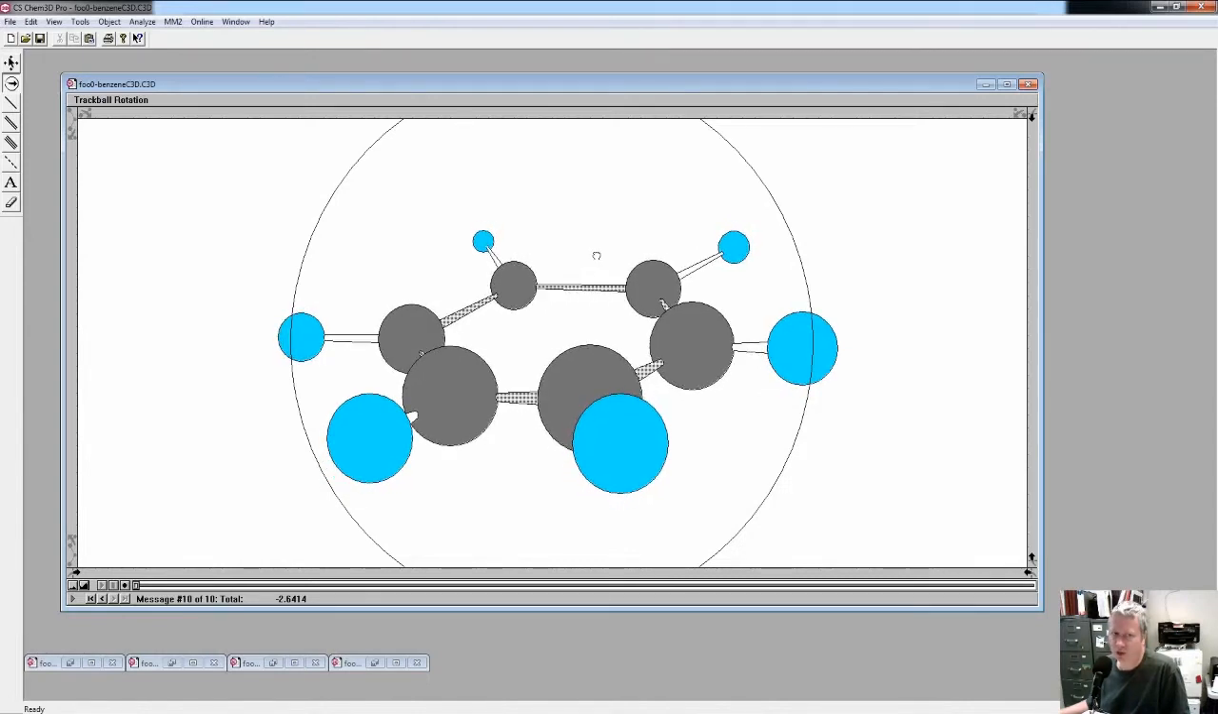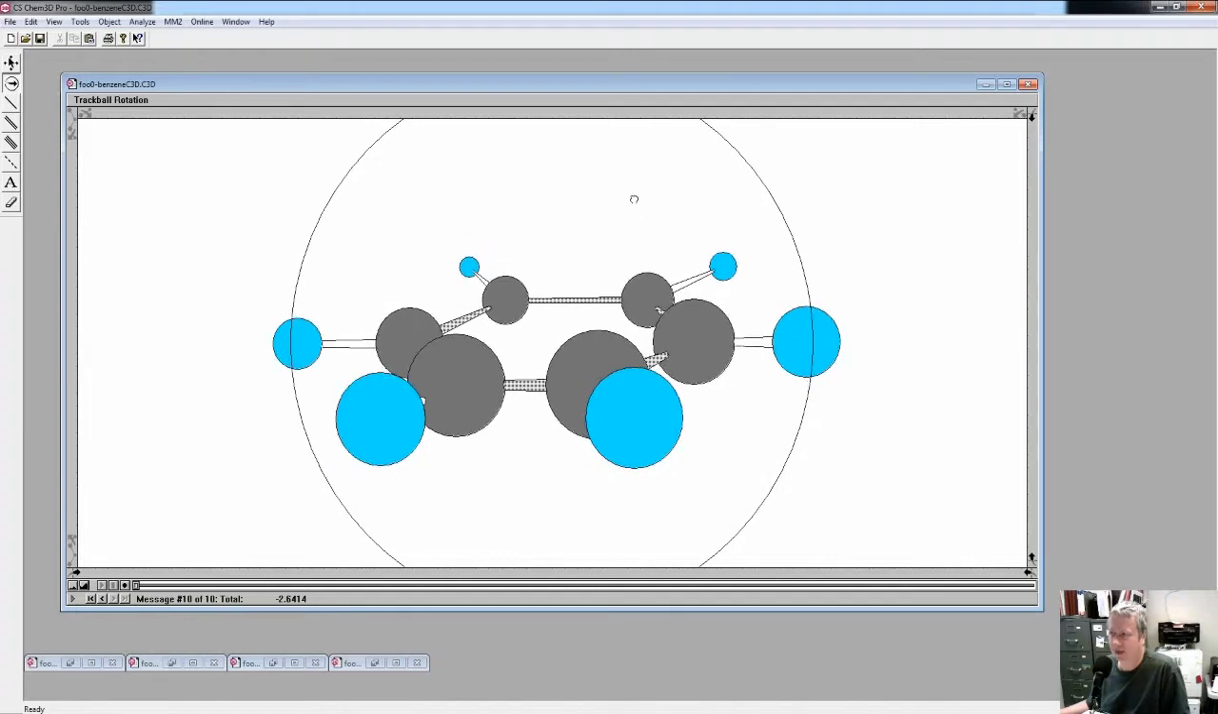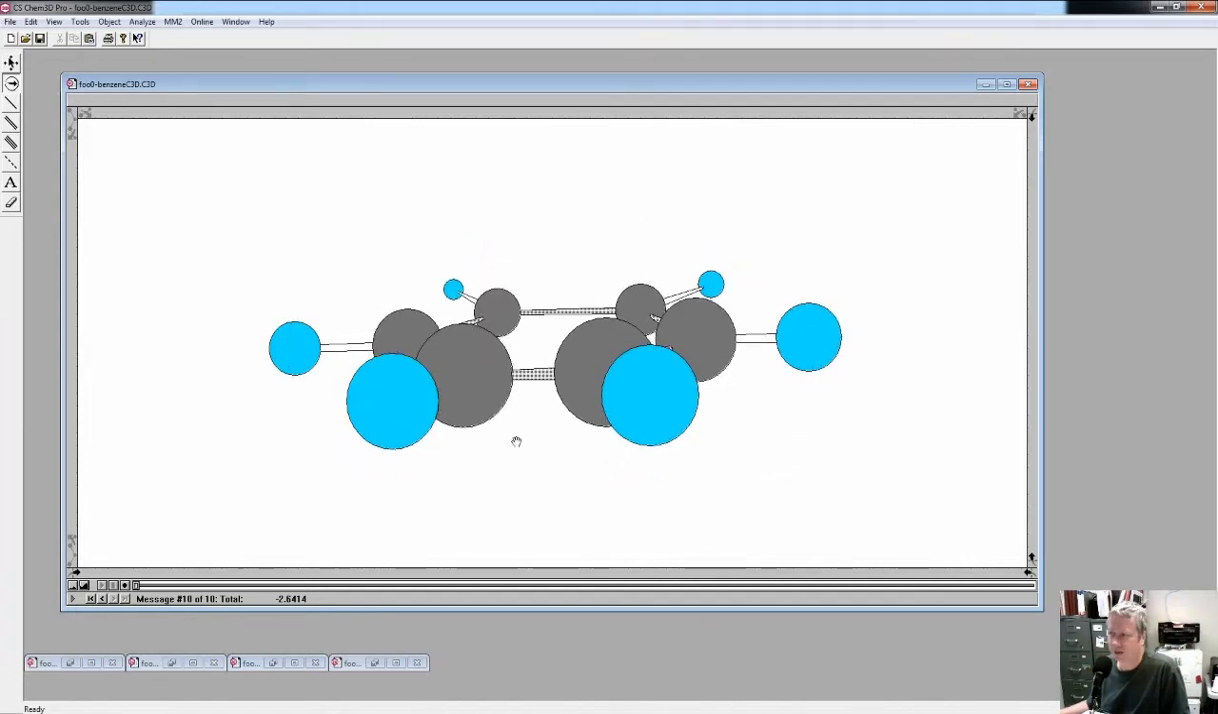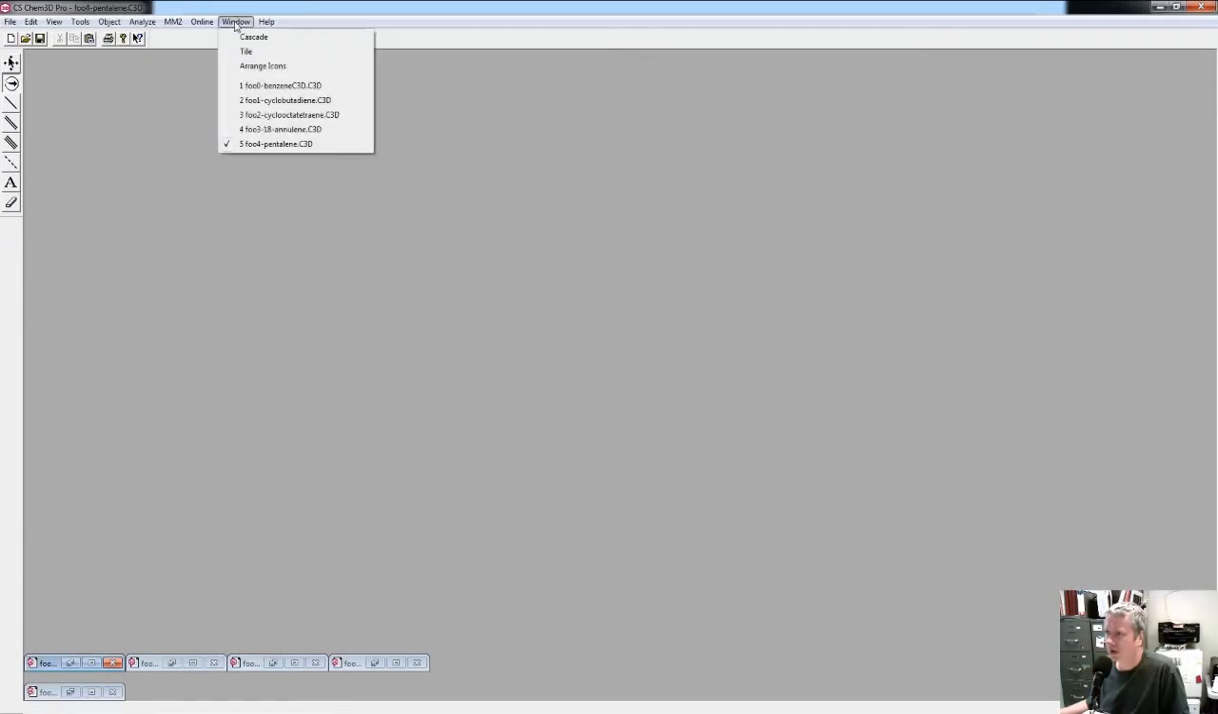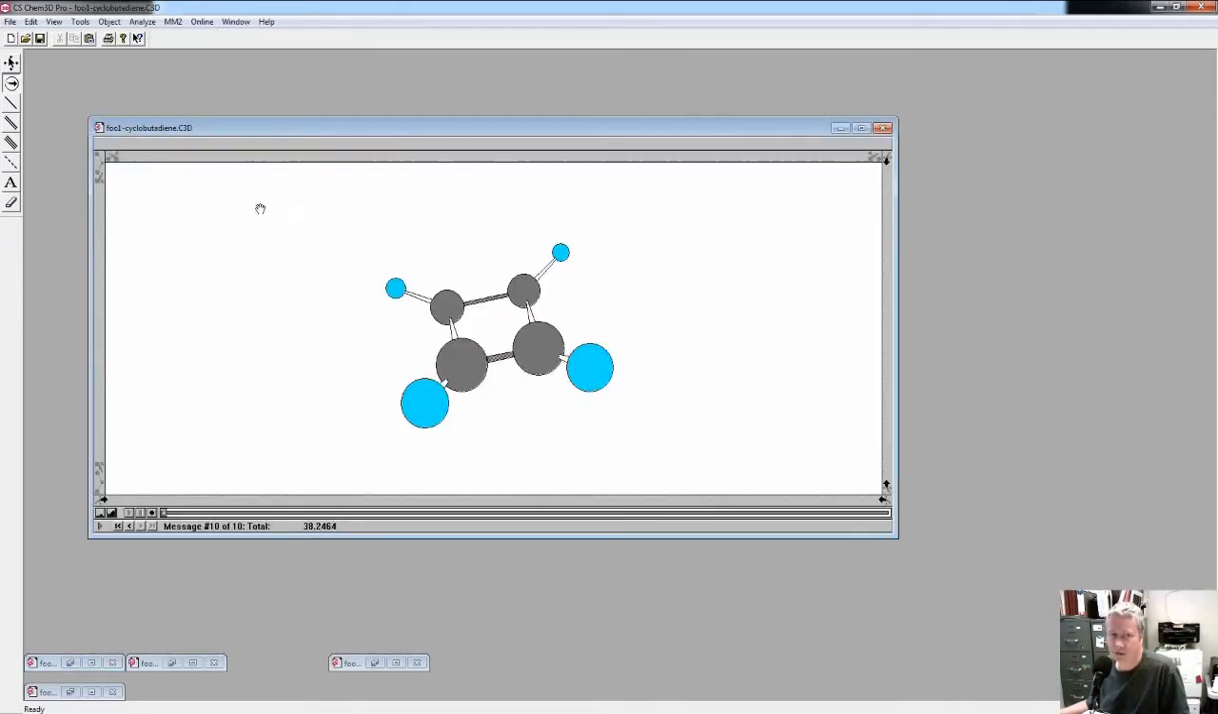Is it planar or is it bent? Yeah, it looks kind of planar, right? So we know benzene's aromatic. What I want to show you is a couple of the other weird molecules that we mentioned earlier, like cyclobutadiene. That was 4 electrons, right? Two on one, two on the other, so it's anti-aromatic.